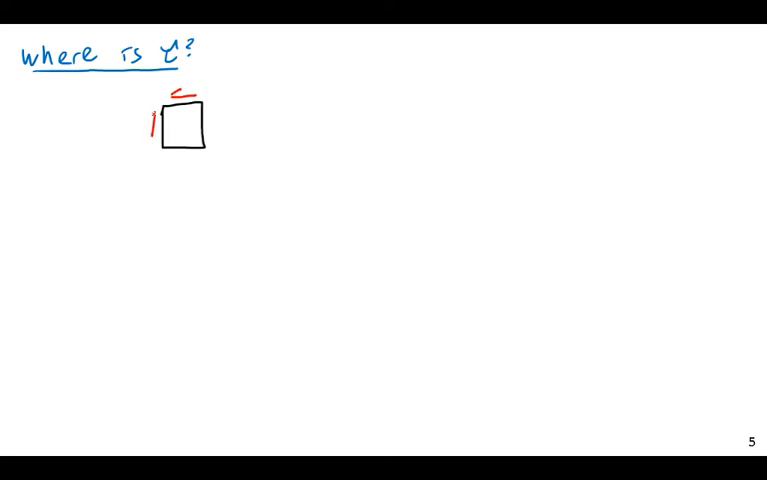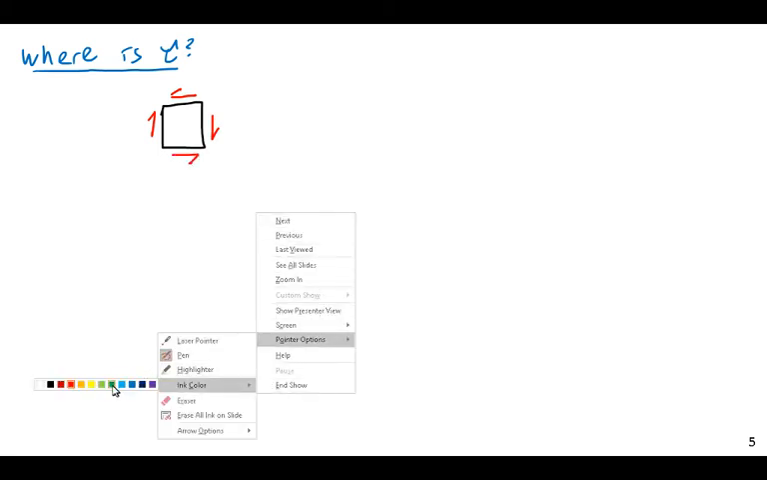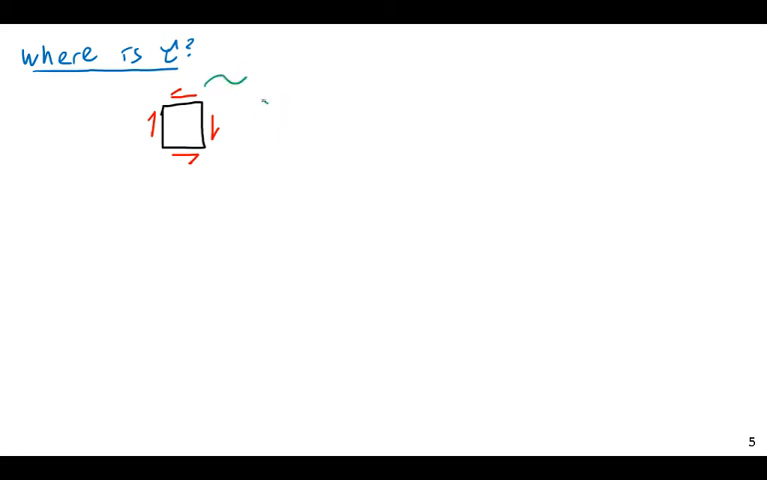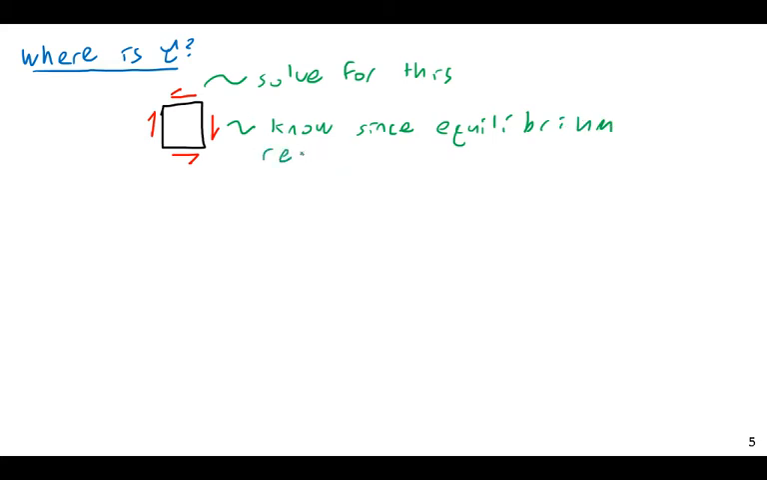What we're actually going to solve for is this. And once you find one of them, we have all of them. So the equation is going to give us this one here. The equation will give us this one here, solve for this. And then, since equilibrium requires tip to tip or tail to tail, we'll know this one.